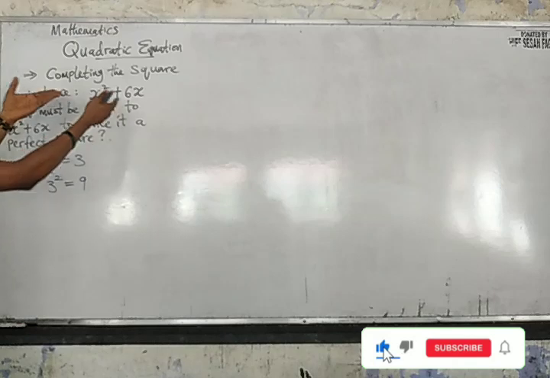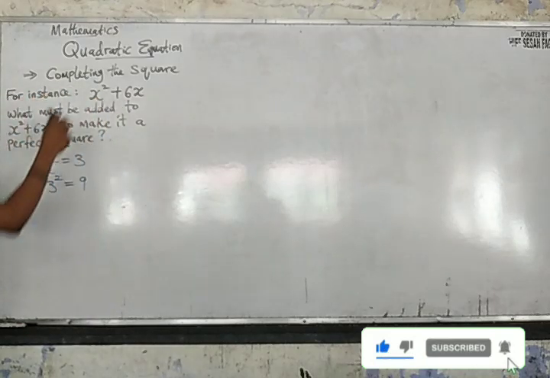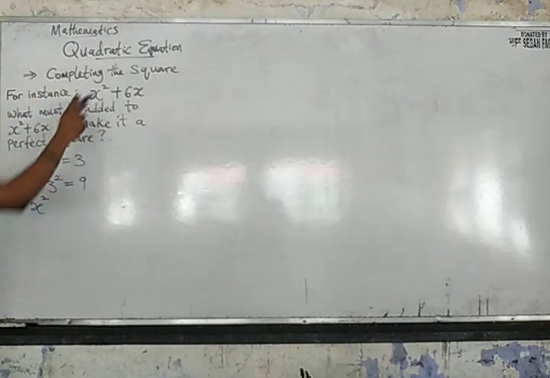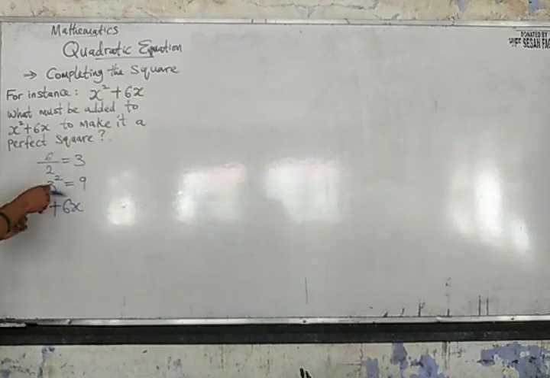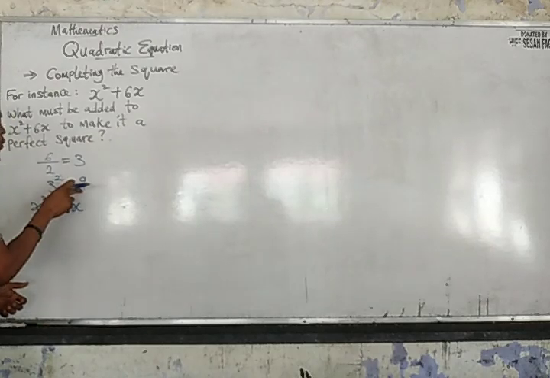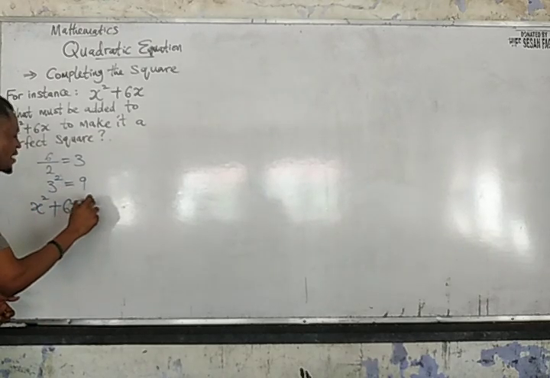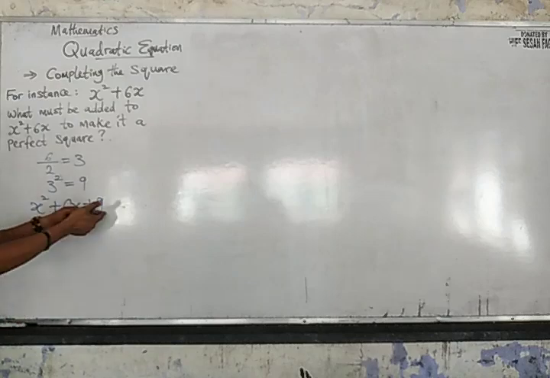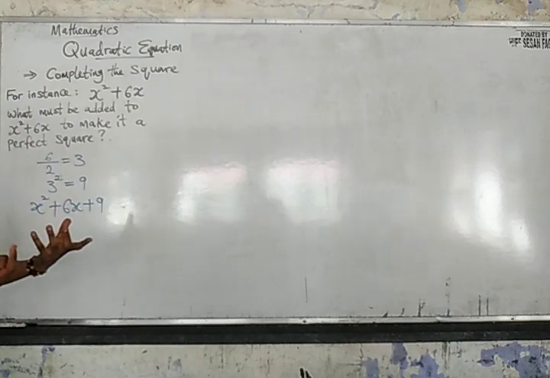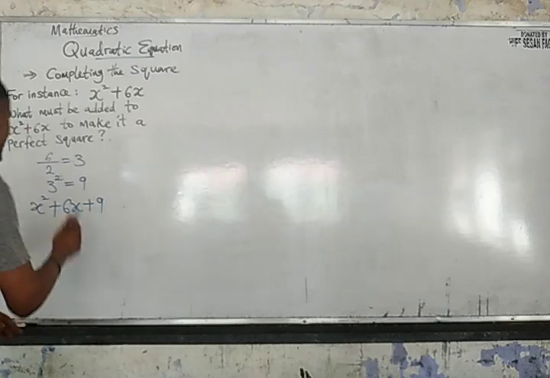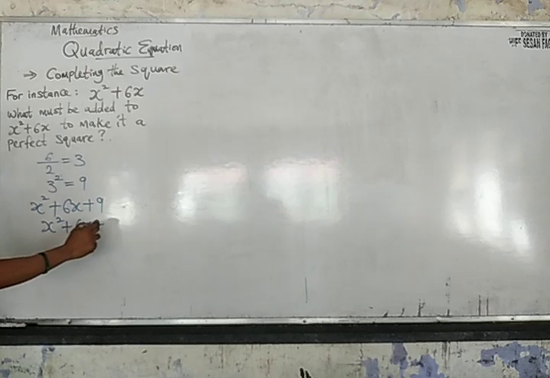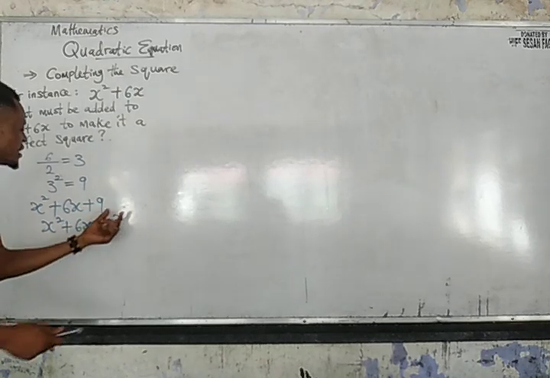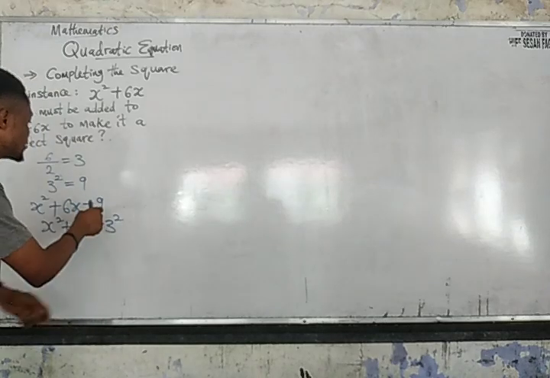What must be added to this expression to make it a perfect square? Now we can add it like x squared plus 6x. Now what must be added to this to make it a perfect square? We now add 9. This is the value we are going to add to this to make it a perfect square. Now if we want to complete the whole square, we can write it as x squared plus 6x, then plus 3 raised to power 2. 3 raised to power 2 is still the same thing as 9.